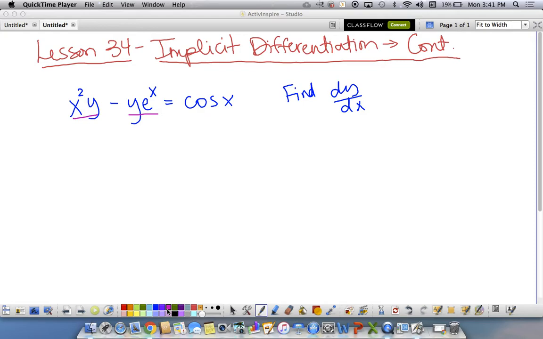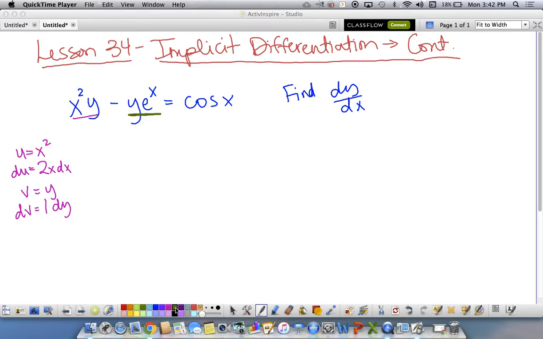Do you notice two product rules? Keep your eye out. I'm going to keep warning you. Product rules are showing up everywhere. Okay? I'm going to do two separate ones. For the first one, if u equals x squared, du equals 2x dx. Very good. If v equals y, what does dv equal? Yep, 1 dy. That's my first.